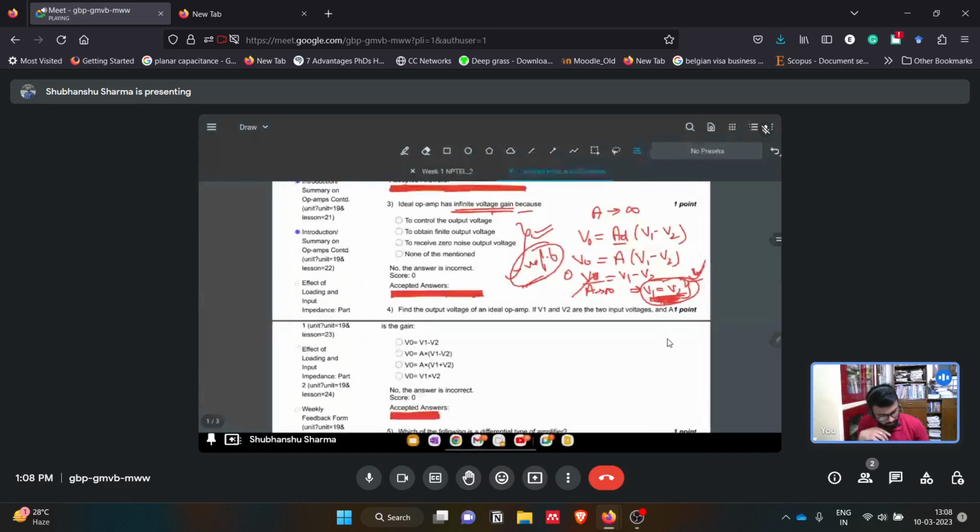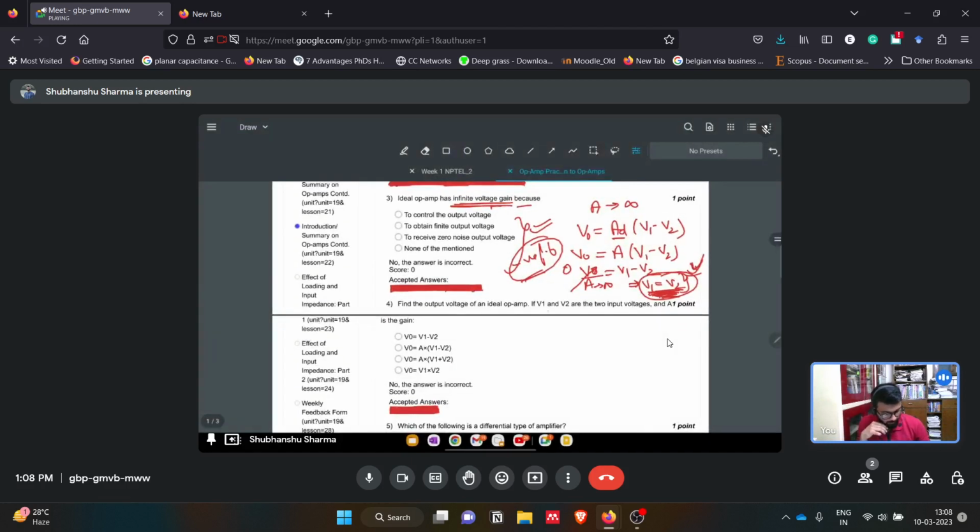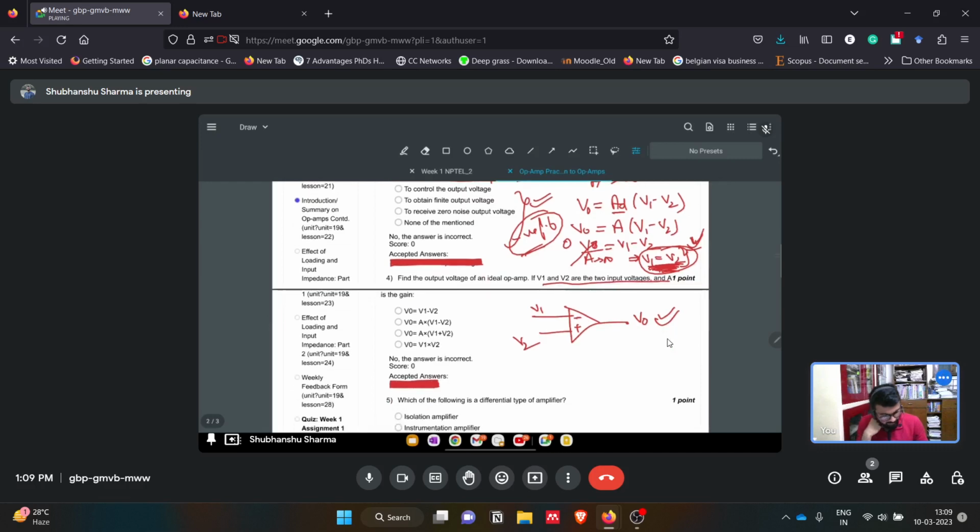Then the next question is: find the output voltage of an ideal op amp. V1 and V2 are the two input voltages, and A is the gain. So we have V1 here, V2 here. What will be the V output? You already know this is very simple.